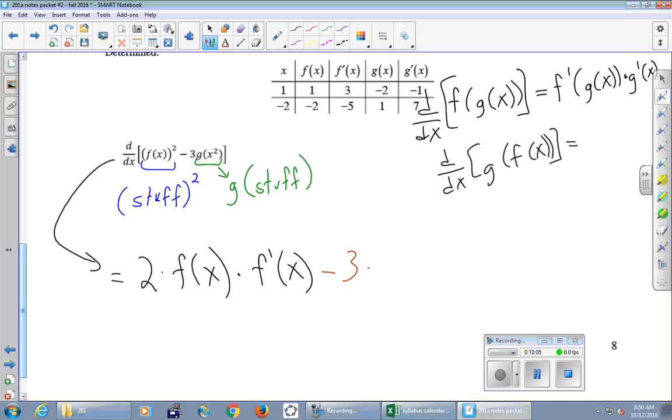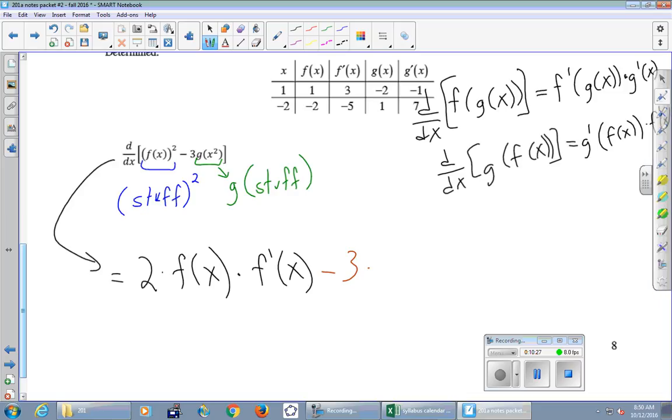What's the first thing we're writing here? G prime of f of x times f prime of x. Yes? Just same letters reversed. So just change the roles of the letters.